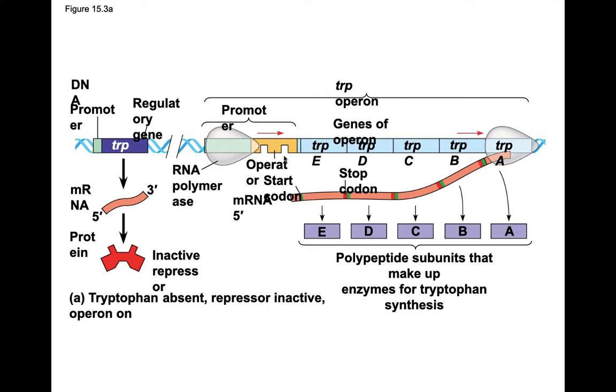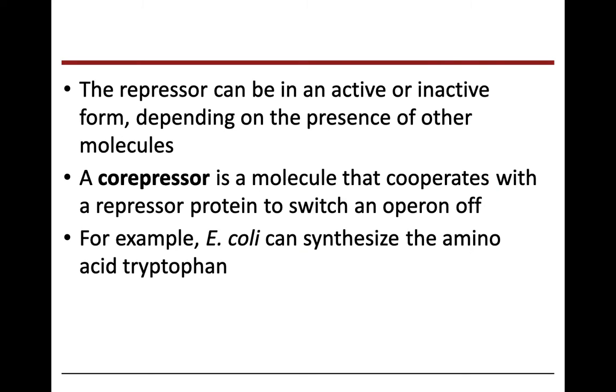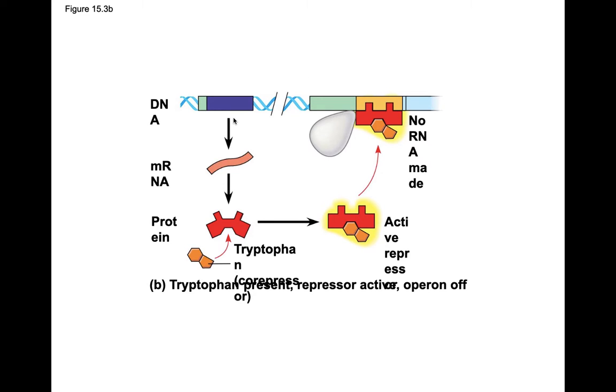Do not disturb. We have an operator that is part of our operon with our 5 different functional genes that make polypeptide subunits that make up enzymes for tryptophan synthesis. We have our promoter that's going to bind to the beginning of the coding strand because this is a 3 to 5 prime. And up over here we have our regulatory gene that makes a 5 prime to 3 prime that makes a protein that can inactivate the repressor. So this is an inactive repressor that could become activated by binding to the operator and preventing the promoter region from binding.